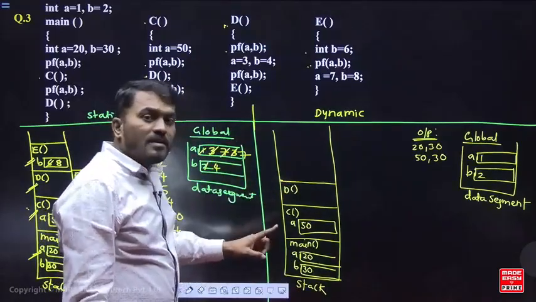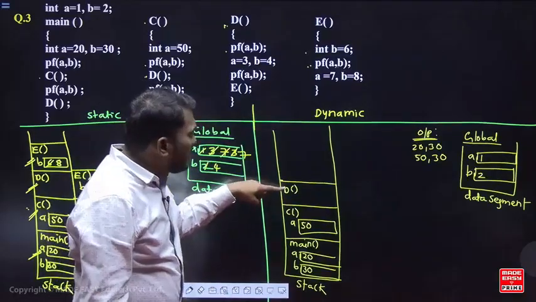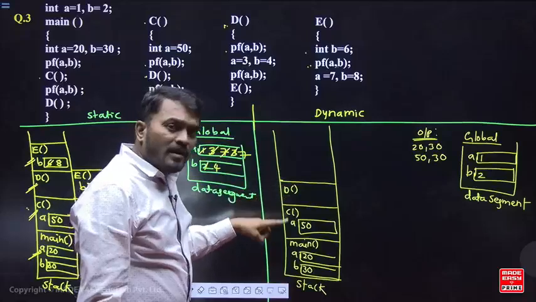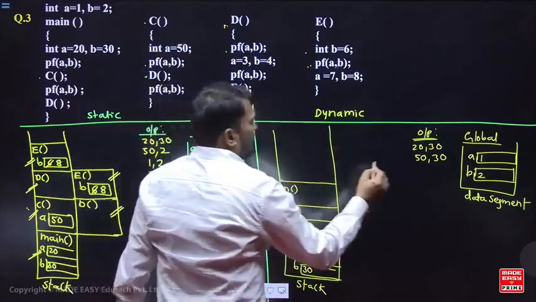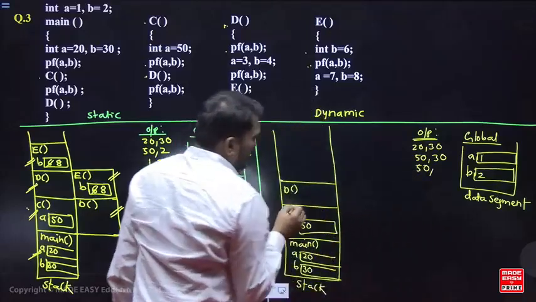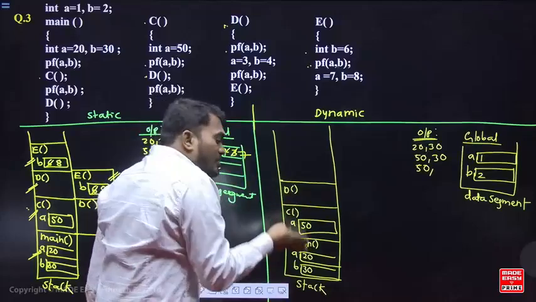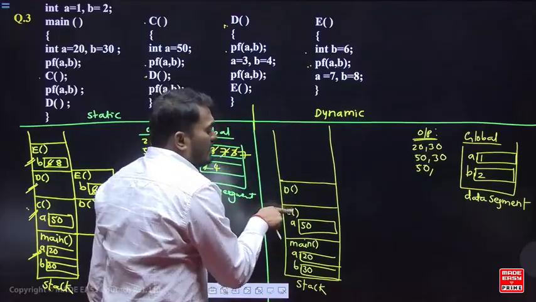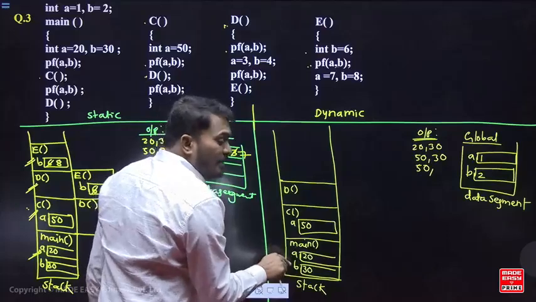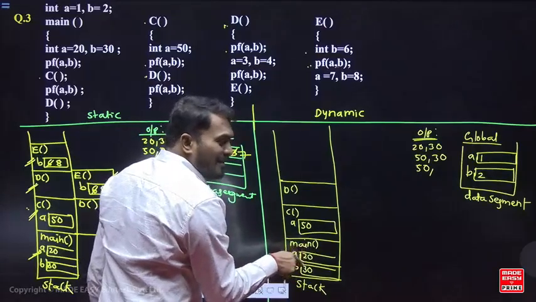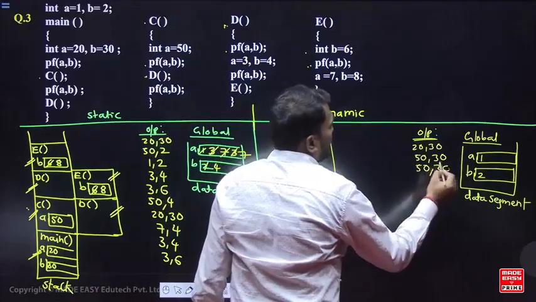If both are free variables, dynamic scoping, from where do you take? The previous calling. Who called the function D? Function C. In the function C, variable A is available, so you take A from here. A value is 50. Next, in the function C, is variable B available? No, not available. So again from previous calling, who called the function C? Main. In the main, variable B is available, declared. So the B value is 30.